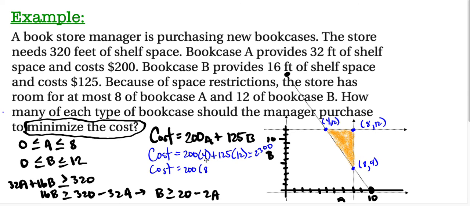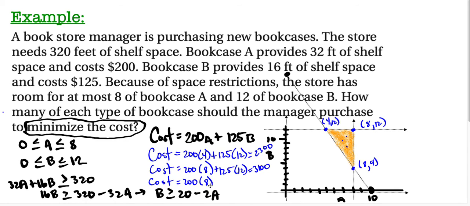200 times 8 plus 125 times 12. At least we know that one is 1,500, 1,600, so 3,100? And you want to find the minimum cost after you do all the math. Correct. Out of these 3, one of them is going to be the minimum. If I tested any point on the inside of the orange shaded region, it's going to be more than the minimum. The minimum has to be on one of the corners. So the inner information, like the orange, is guaranteed to be more.